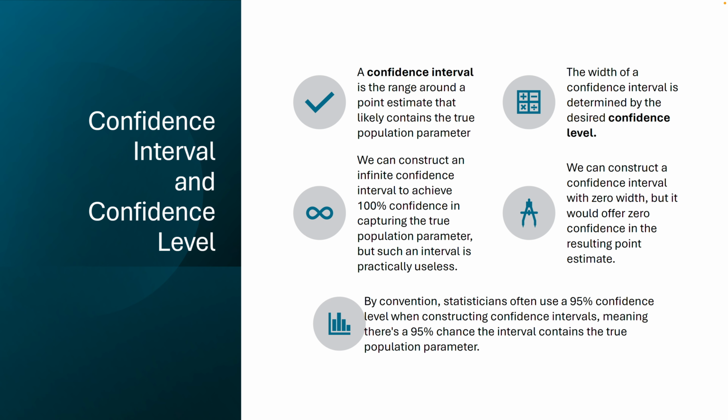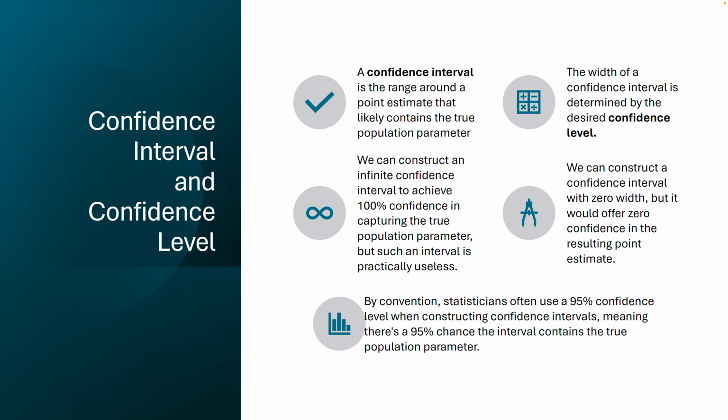We will quantify the confidence level as the area under the normal curve within the bounds of the confidence interval. To understand it better, let us say we build a confidence interval which is infinite on either side of the point estimate. We can say with 100% confidence that the true population parameter will exist within this band. But this is practically useless.